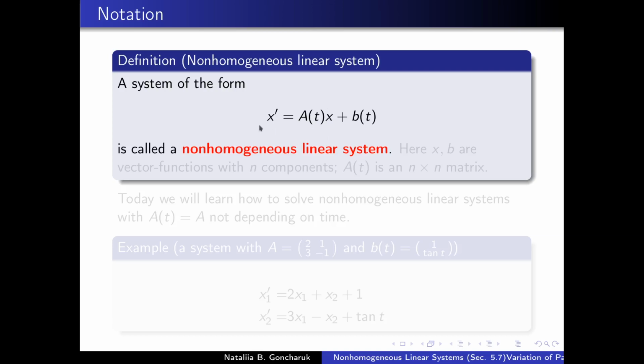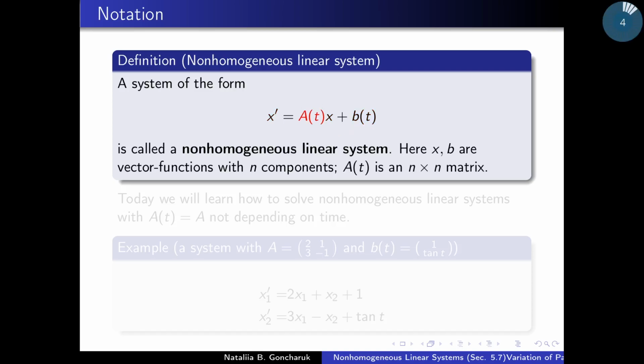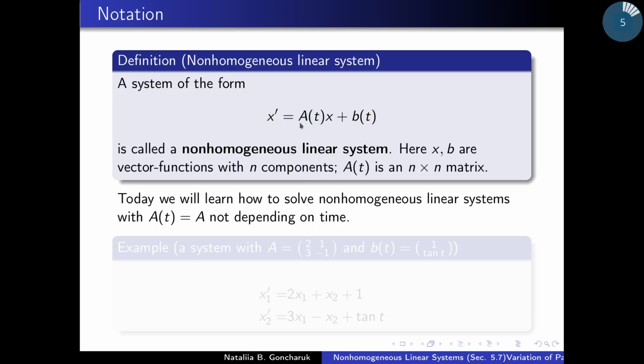Now this is a system, so X is a vector and B is a vector and A is a matrix, n by n matrix. So today we are going to assume that this A doesn't depend on time, though the method applies to the general case.